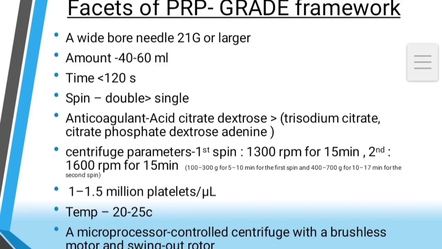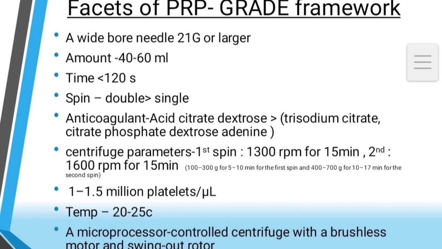So, coming to the important slide of today's discussion, facets of PRP. IADVL has introduced a task force to give certain recommendations for uniformization of the PRP procedure. While doing the procedure, we use a wide bore needle of 21 gauge or larger to decrease platelet lysis and for effective extraction of platelets. 40 to 60 ml is taken. Time should be restricted to less than 120 seconds from the time the blood is withdrawn to the start of the centrifuge procedure. Double spin method is preferred over single spin.